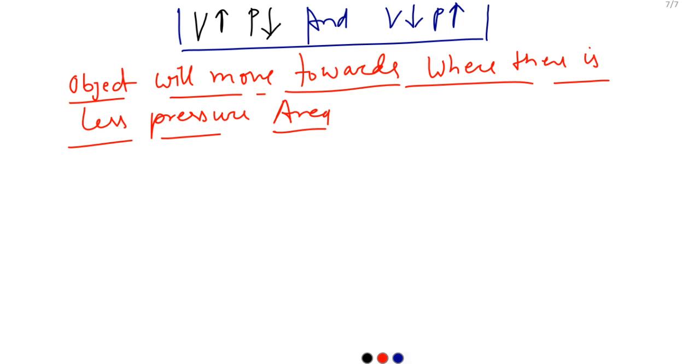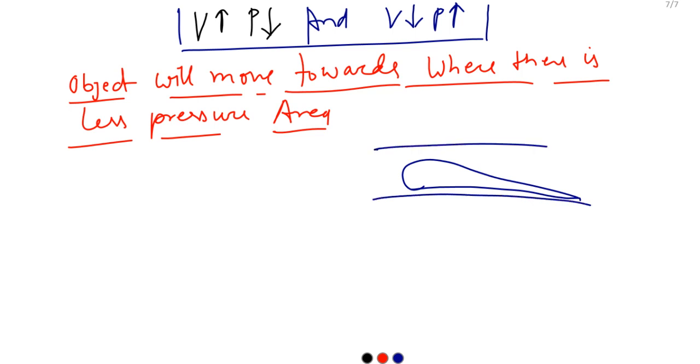See, I am taking an example of an object. Suppose this one is the object, and consider this one is the full area from here to here. So what is going on if air is flowing on this side and this side like that?